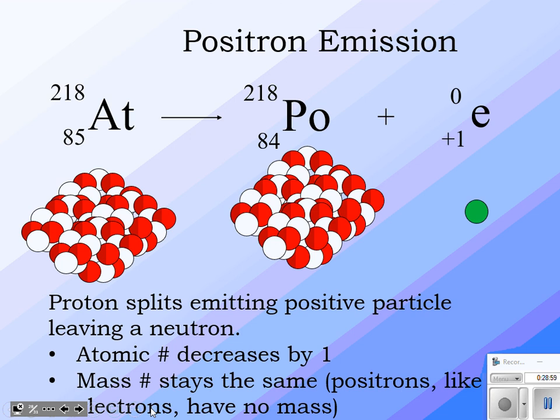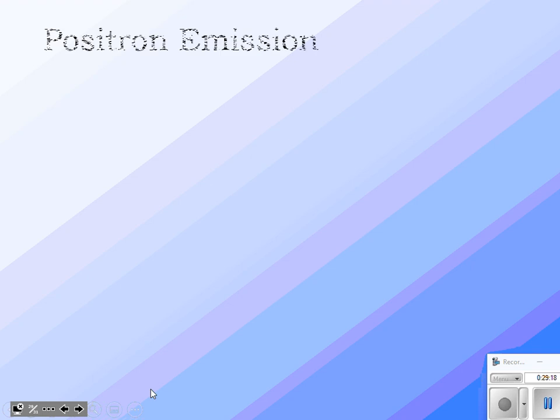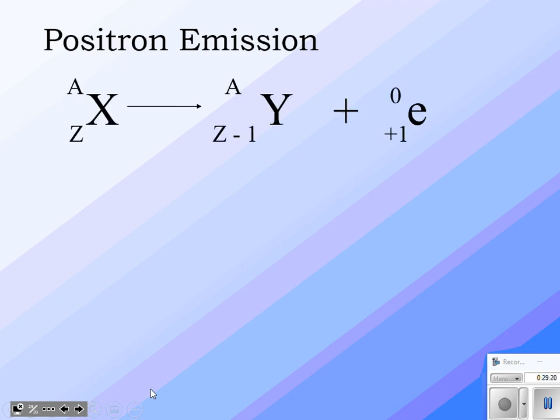So basically, the proton splits, emitting the positive particle, leaving a neutron. The atomic number decreases, the atomic mass stays the same. There's my equation you should already have in your notes.